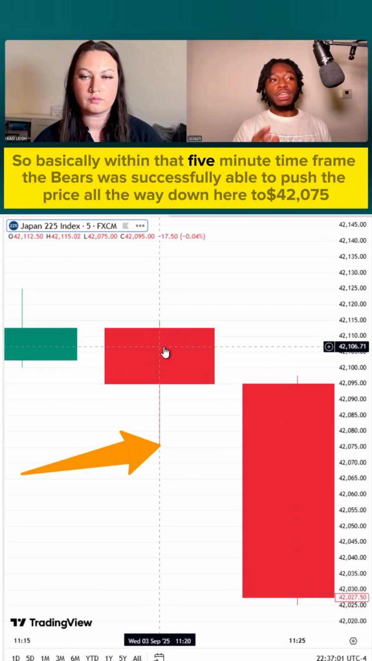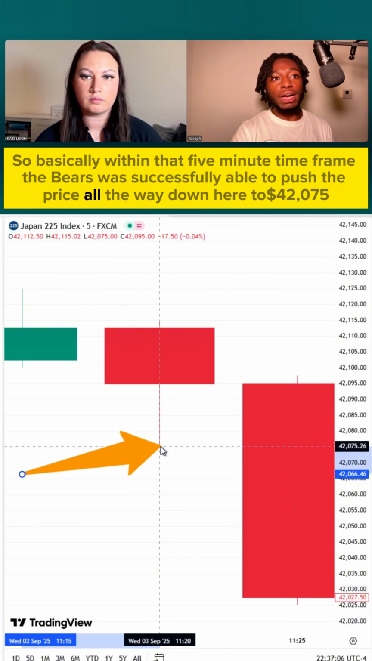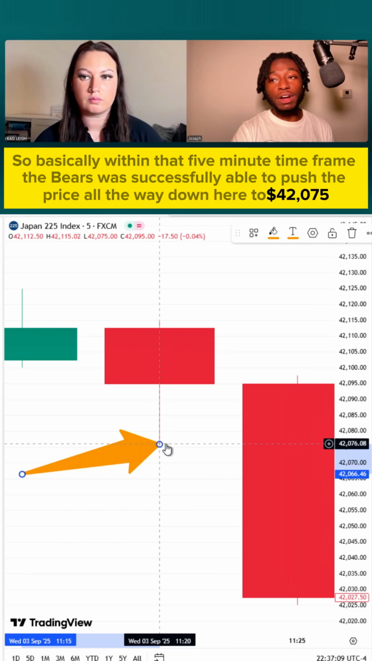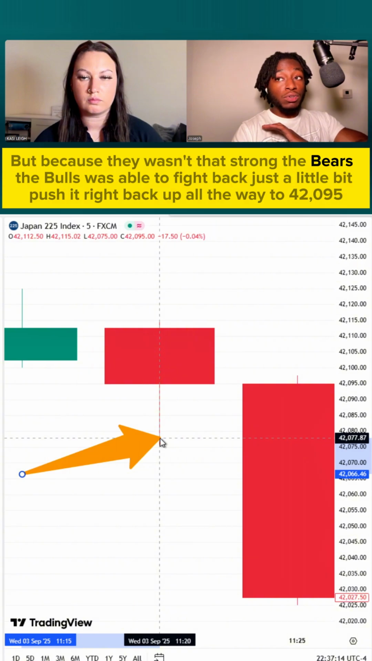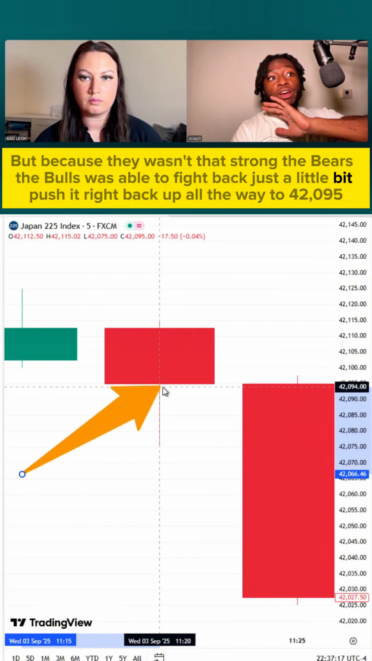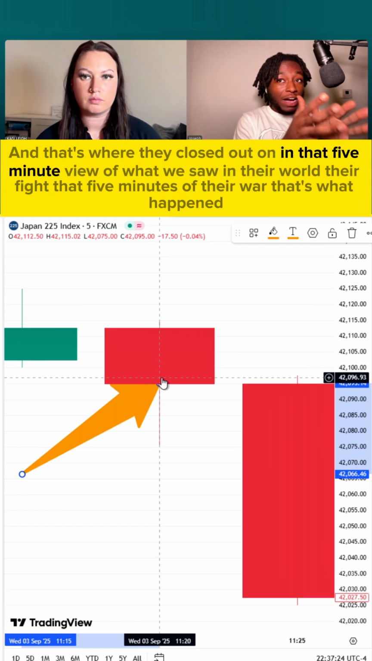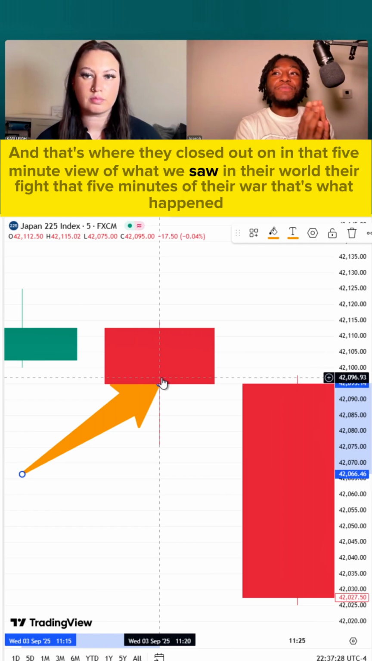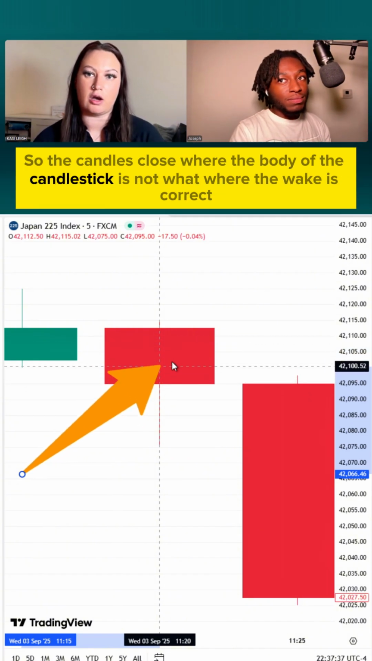So basically within that 5 minute time frame, the bears were successfully able to push the price all the way down here to $42,075. But because they weren't that strong, the bulls were able to fight back just a little bit, push it right back up all the way to $42,095. And that's where they closed out. And that 5 minute view of what we saw in their world, their fight, that 5 minutes of their war, that's what happened. So the candlestick closed where the body of the candlestick is, not where the wick is.